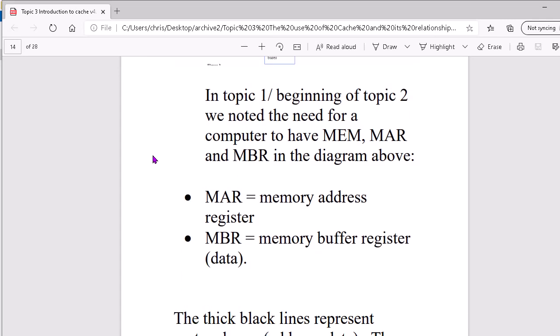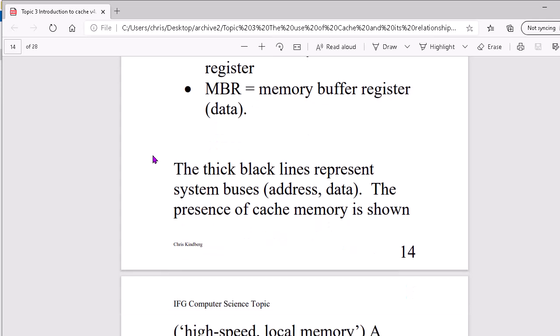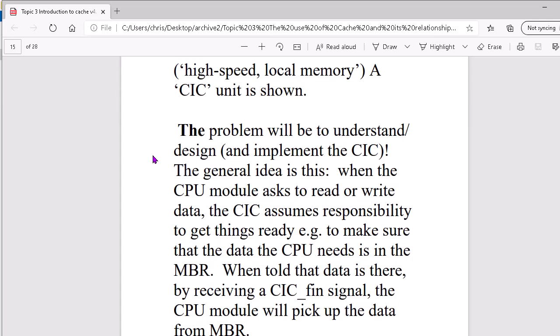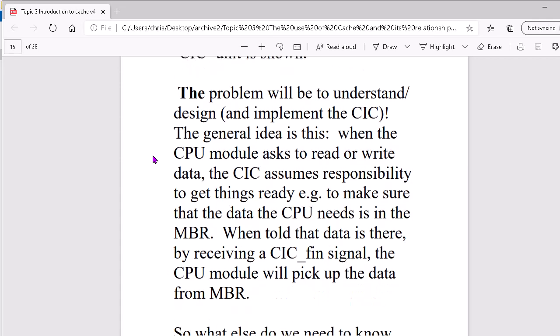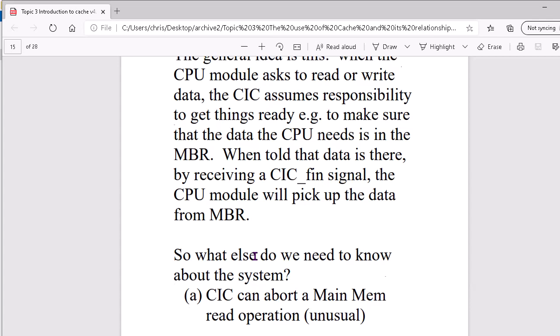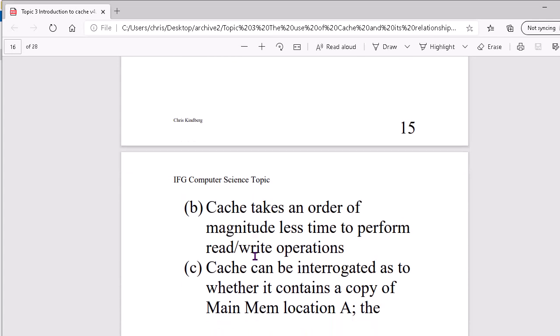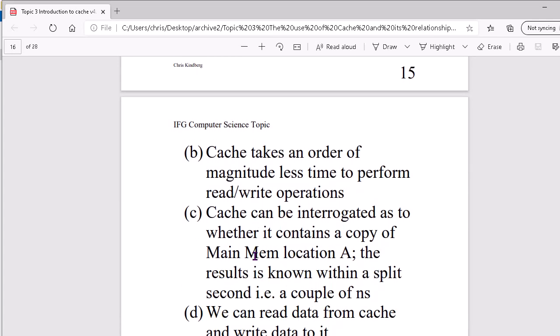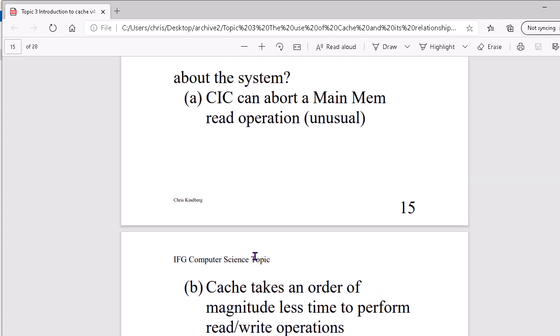So, just a little bit of explanation here. The problem will be to understand the implementation of the KICK, and I've given you a fair copy of what I've just told you, how it operates, and a bit more. And these are some of the things I want you to understand.